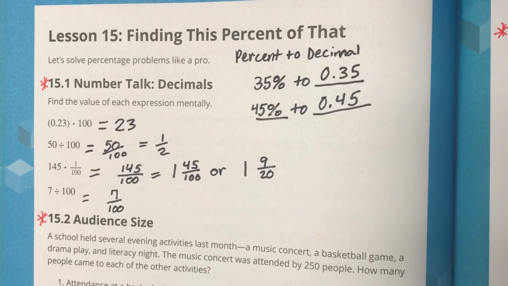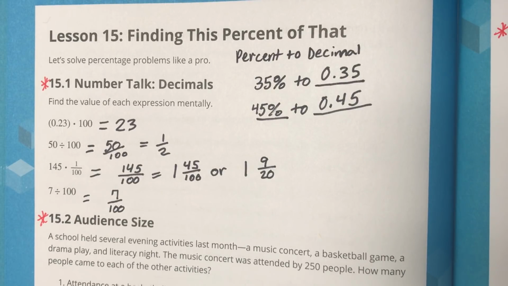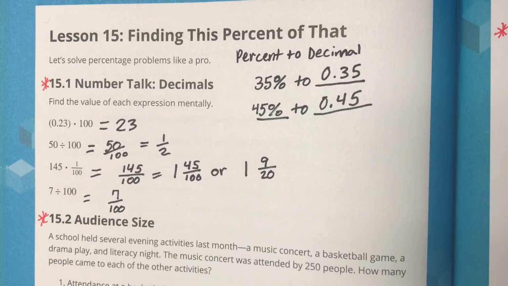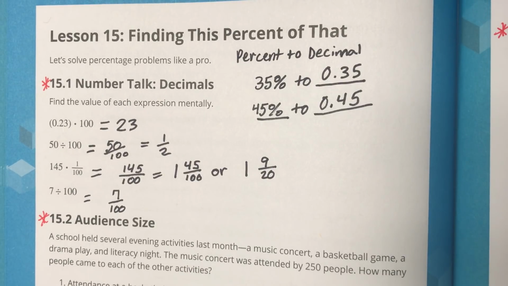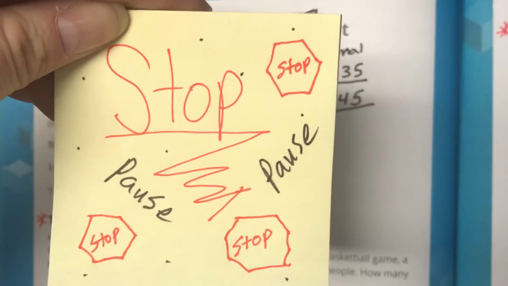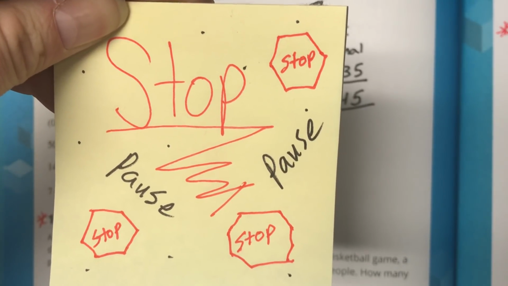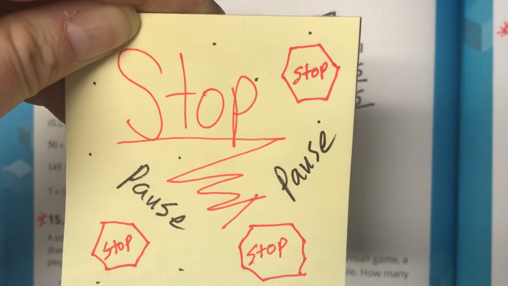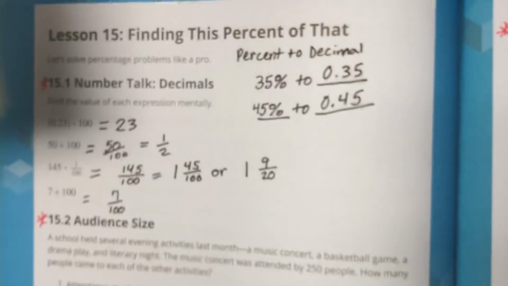All right, now moving on to 15.2, audience size. A school held several evening activities last month: a music concert, a basketball game, a drama play, and literacy night. The music concert was attended by 250 people. How many people came to each of the other activities? So now again, I want you to stop the video, pause it, take your time, answer questions 1 through 3, and then come back.